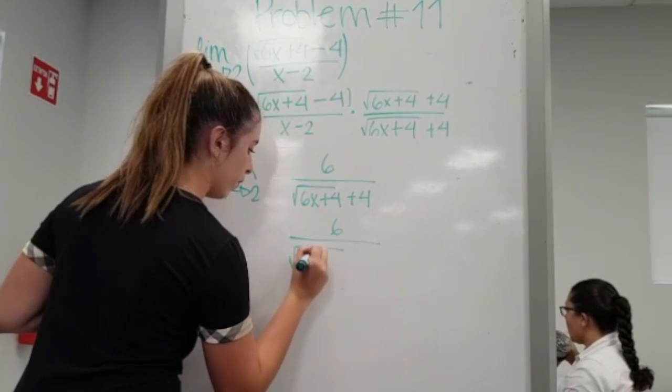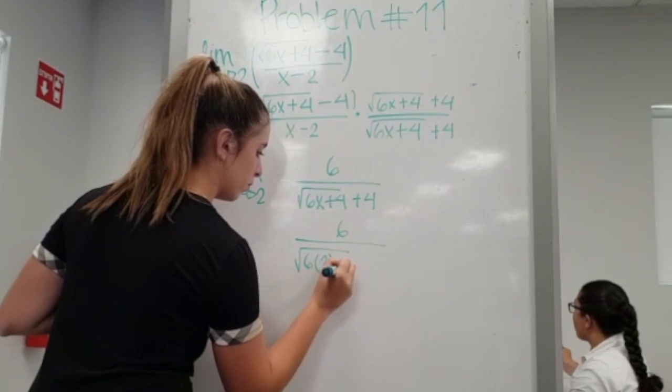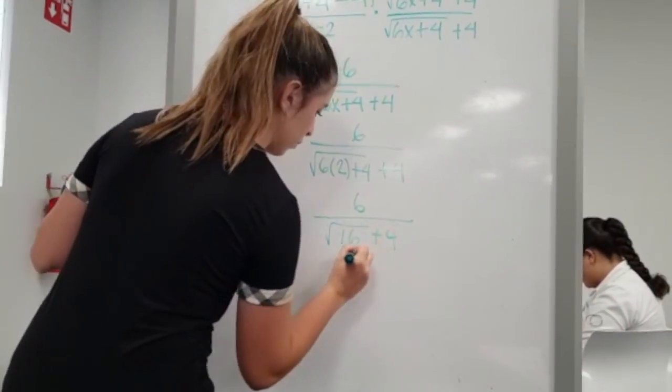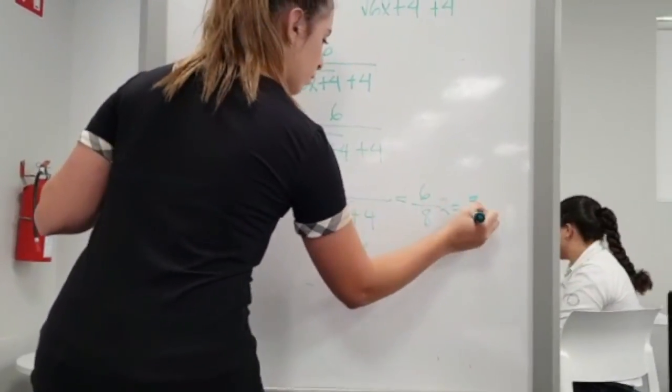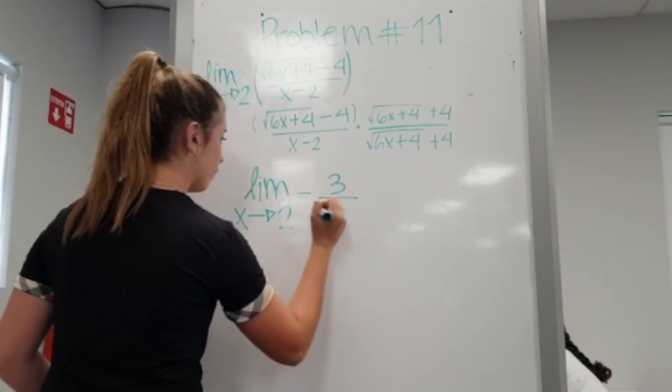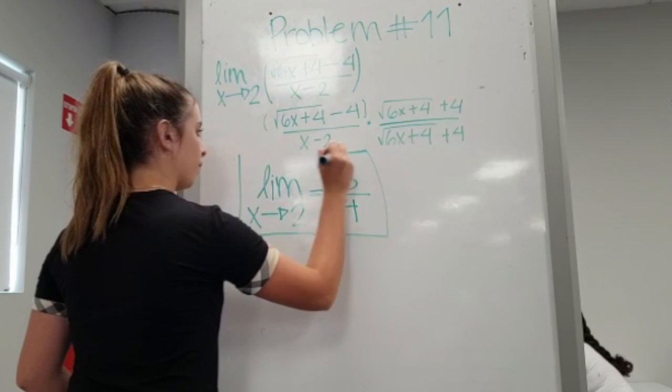You need to plug in the 2 for the x in the function. Finally, your final answer is the limit as x approaches 2 equals 3/4.